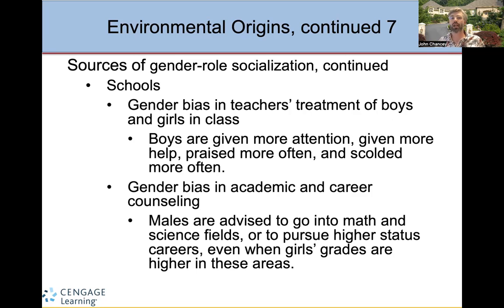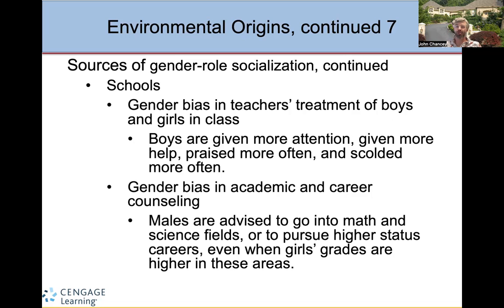There are biases in how children are treated. Teachers treat children differently depending on whether they're boys or girls. Typically speaking, boys are given more attention, more help, more praise, and also more scolding. They're just given more reinforcement in general.